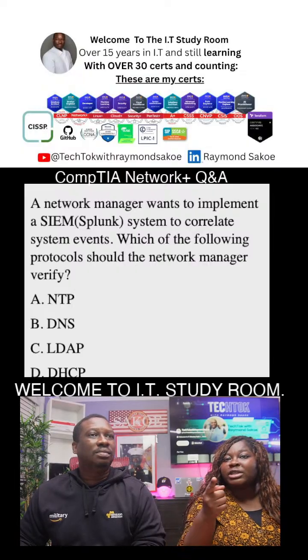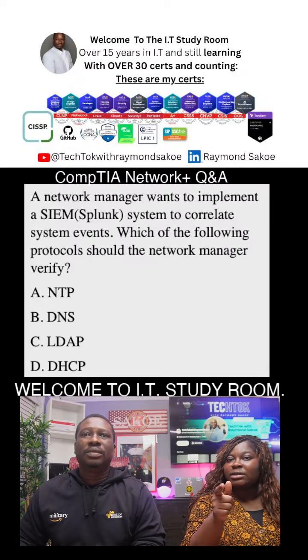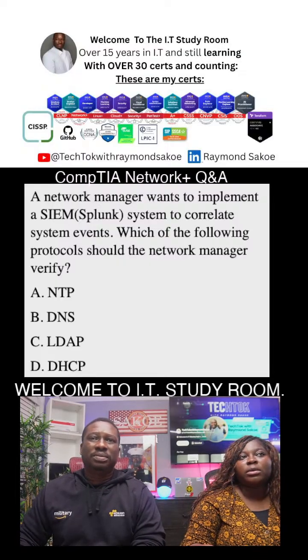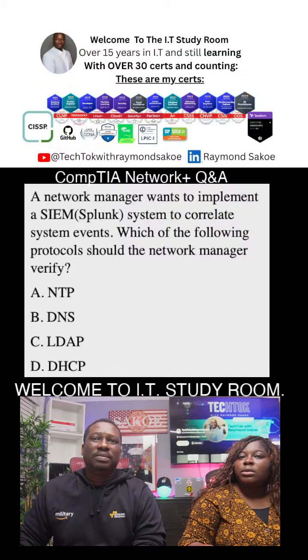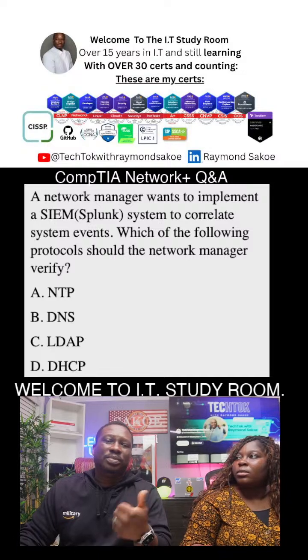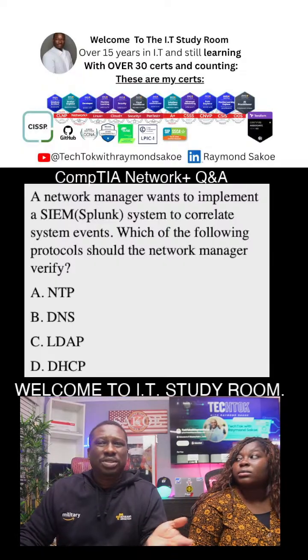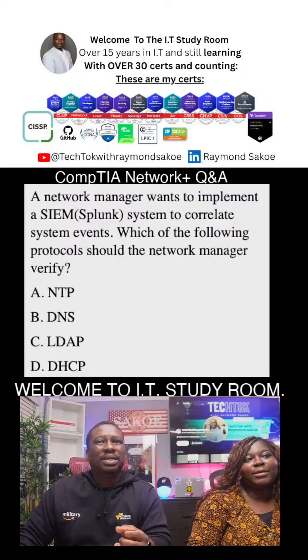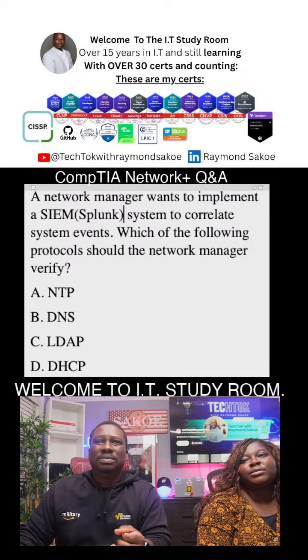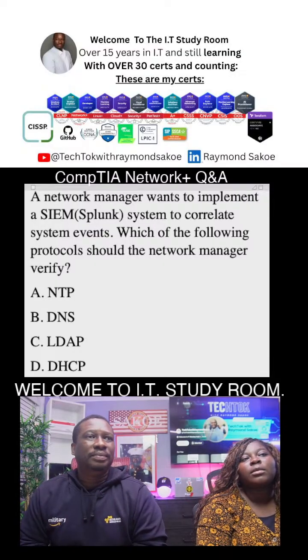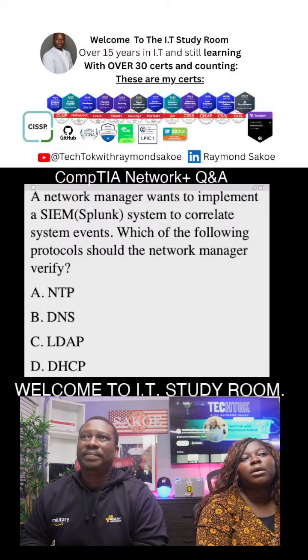Some people said different things, by the way. Can you explain what C is? C is Lightweight Directory Access Protocol, a protocol for user authentication. Active Directory uses LDAP behind the scenes, and most Linux systems also use LDAP. So that wouldn't meet this requirement. We want to correlate system events, so the only logical answer is time, to make sure they are all in the same time zone or time.